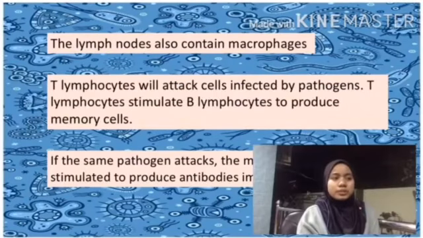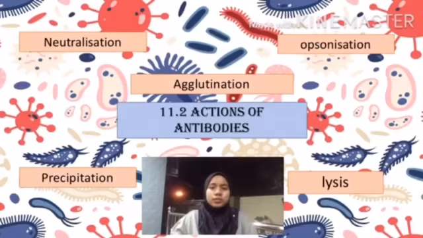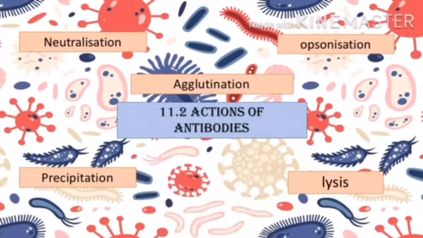The lymph node also contains macrophages, which is good as the macrophages can destroy the viruses and bacteria. Then the T lymphocytes will attack cells infected by pathogens. T lymphocytes will also stimulate B lymphocytes to produce memory cells. Then, if the same pathogen attacks, the memory cells will be stimulated to produce antibodies immediately. So, we've come to the action of antibodies. There are a few types of them, which are agglutination, neutralization, opsonization, precipitation, and lysis.